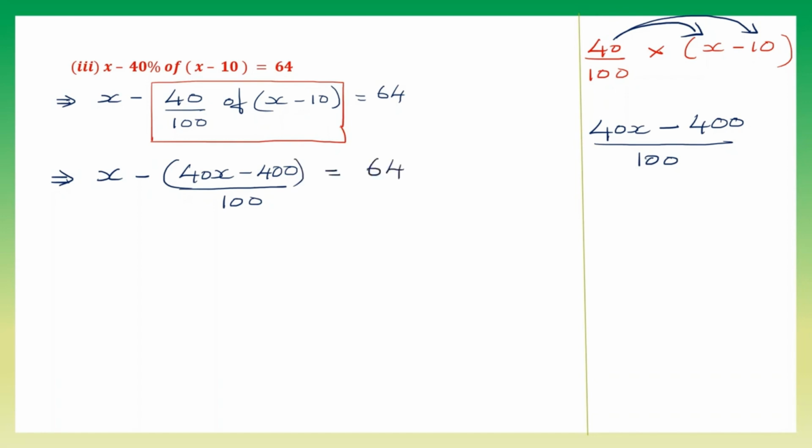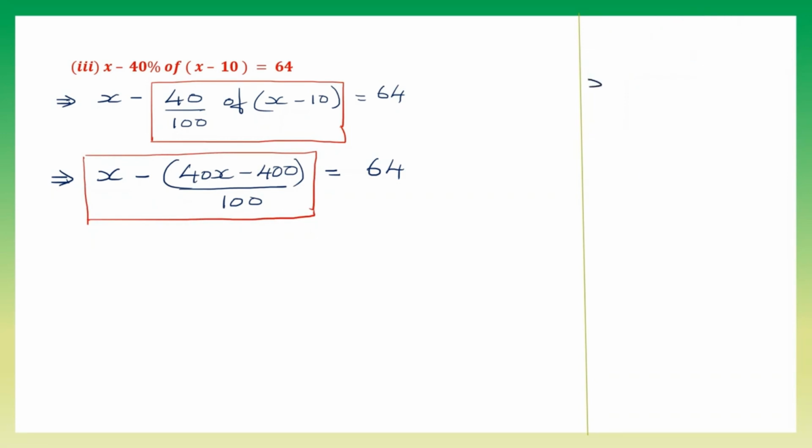Now I need to work out this left hand side completely. X minus 40x minus 400 by 100. So let's take that to the working column. So that becomes x minus 40x minus 400 divided by 100 here. So this is the first part.